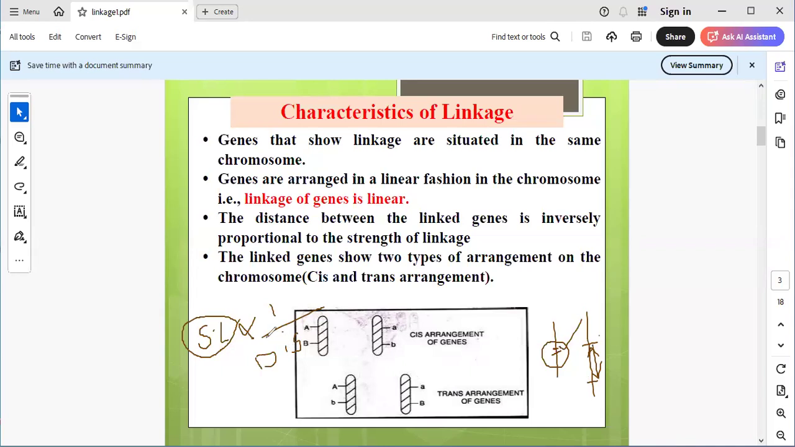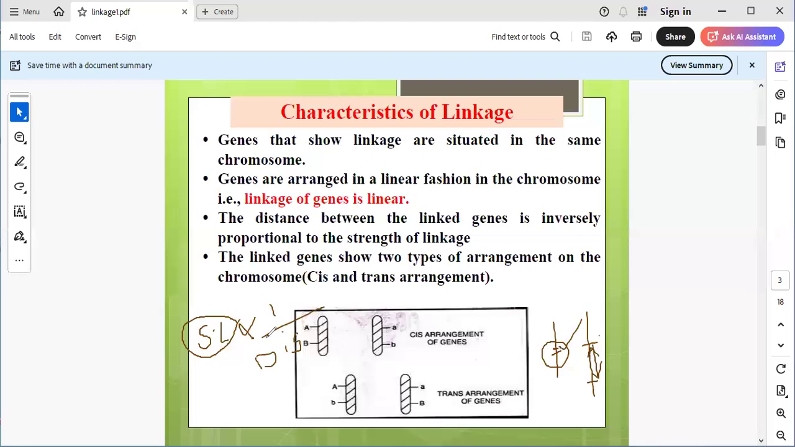So the strength of linkage is inversely proportional to distance between the two genes. If the distance between the two genes is very near, the strength of linkage is more and very strong. They never separate. They are always inherited continuously, generation to generation.